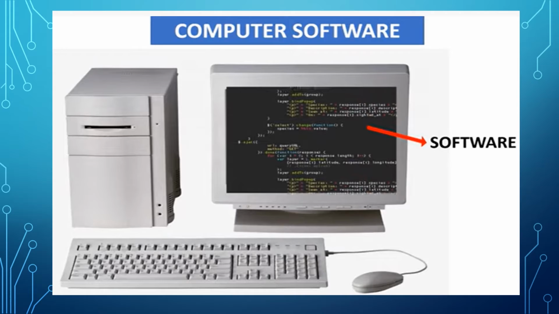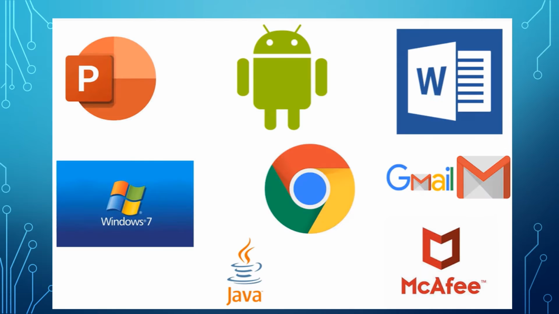Computer software is the set of instructions written by the programmer that make the computer work. Examples of computer software are PowerPoint, Android operating system, Microsoft Word, Windows operating system, Google Chrome, Gmail, Java, antivirus software, McAfee.